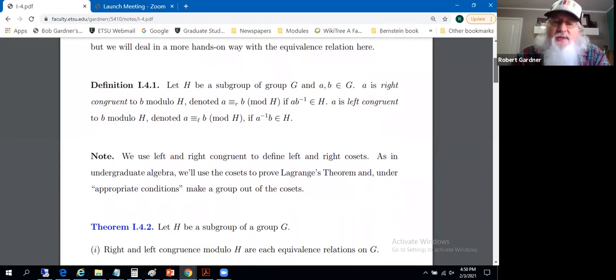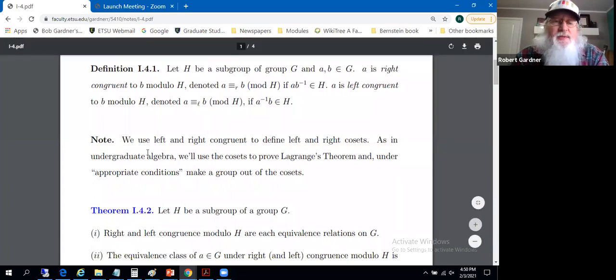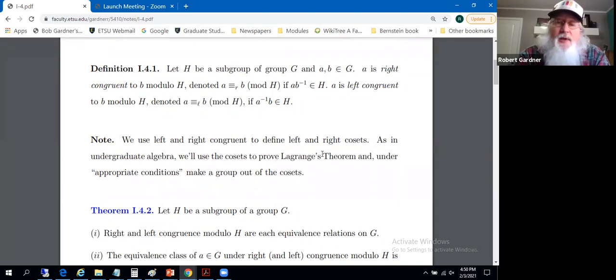And we're going to define cosets, and we'll define cosets ultimately in terms of these congruences. So we'll use left and right congruence to define, respectively, left and right cosets. We'll use this coset idea to prove Lagrange's theorem and consider things related to the orders of subgroups using Lagrange's theorem. And ultimately, under appropriate conditions, we'll even make a group out of the cosets. Possibly we saw some of this stuff earlier. I think the first section had some exercises related to this. But we'll deal with the groups of cosets in the next section.